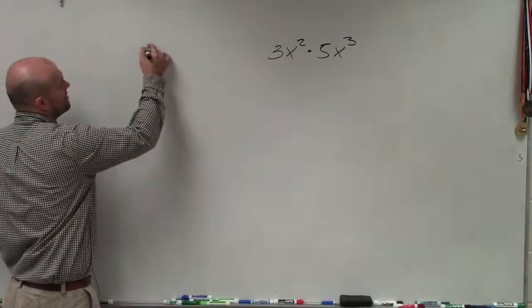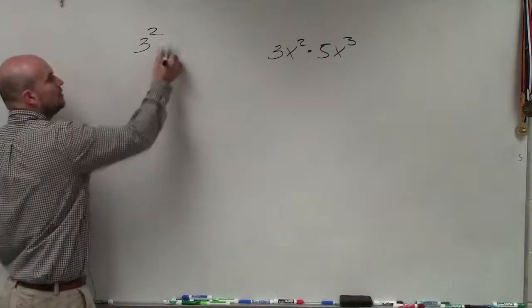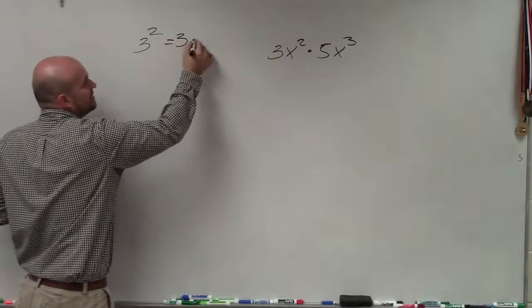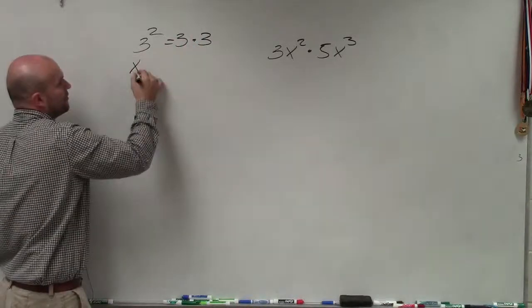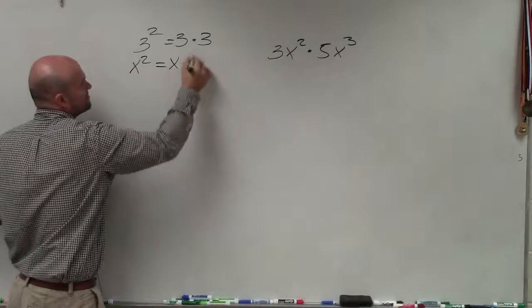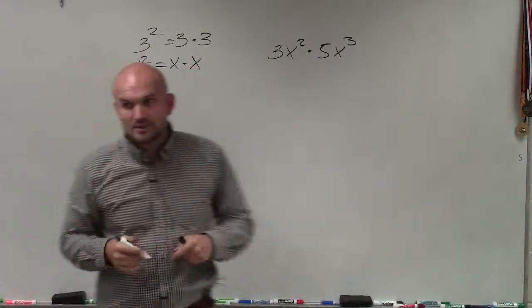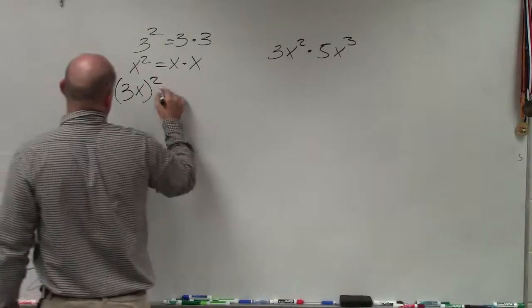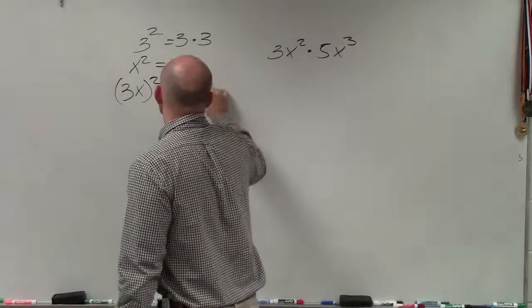And more commonly, students remember 3 squared. Well, remember 3 squared, yes, we know it's 9, but how do we get 9? It's 3 times 3. Therefore, x squared is x times x. All right? For instance, the same thing, 3x squared is 3x times 3x.